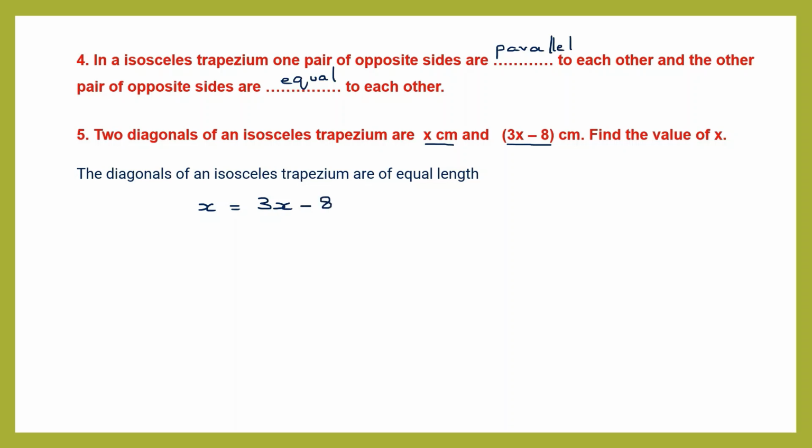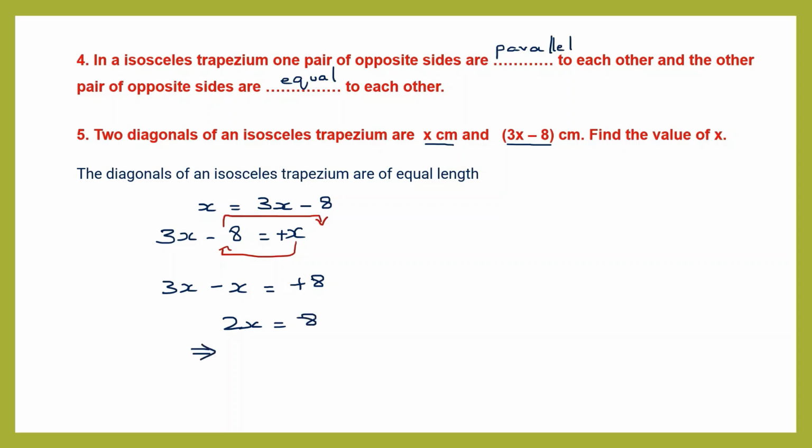So I'm going to transpose a few things from one side to the other. So let me write 3x minus 8 is equal to x. I'm going to transpose minus 8 to the right hand side and x to the left hand side. So that will become 3x. Now x from the right hand side is plus, so when it comes to the left it becomes minus, and minus 8 when it moves to the other side becomes plus 8. So 3x minus x is 8. So 3 minus 1 is 2x is equal to 8. That means to find x we write 8 divided by 2.